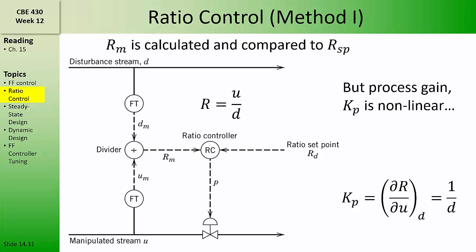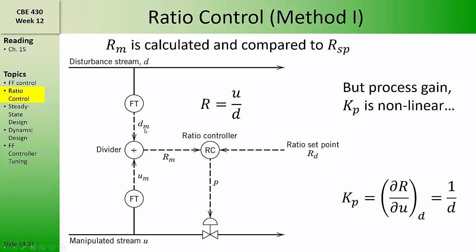In what our textbook calls Method 1, the two process variables being ratioed are both measured. In this case, it's the flow rate of two streams, one called D, which is the disturbance, and one called U, which is the manipulated variable. These two flow rates are fed to a divider element to calculate the measured ratio, and then that's compared to a ratio set point at a ratio controller.